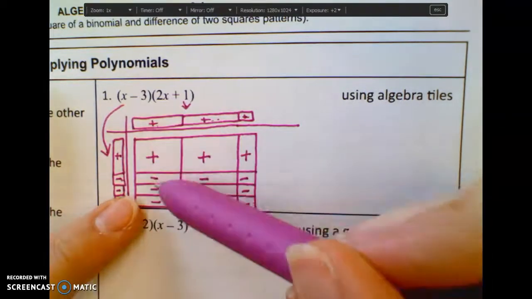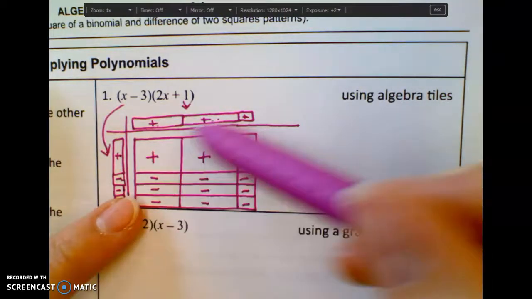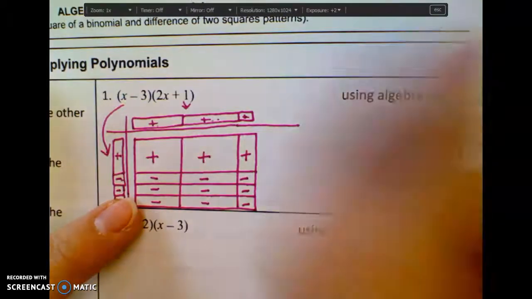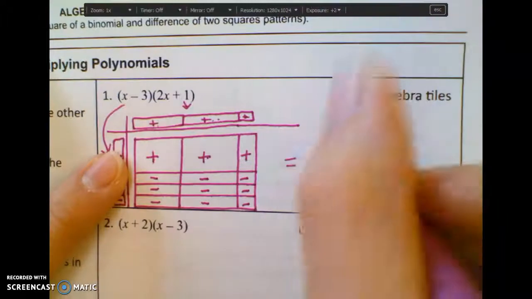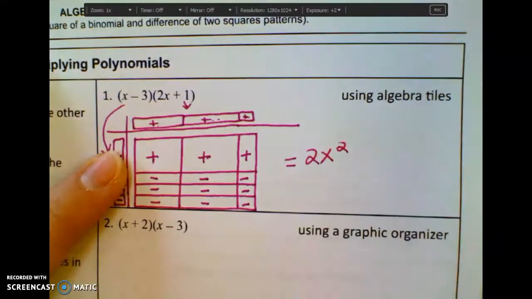Well, a negative times a positive, of course, is a negative. Now we filled in this middle section, we just have to count them up. So what are the x squareds that I have? I have a positive and a positive. That gives me 2x squared.